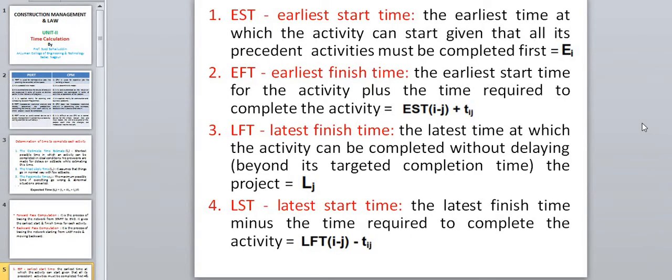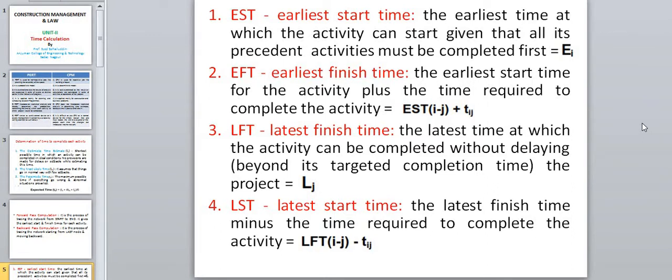Today we will start the lecture on construction management and law. So already in last lectures we have seen various problems related with the critical path method. We have seen various problems related with how to draw the network diagram. We have seen the problems.